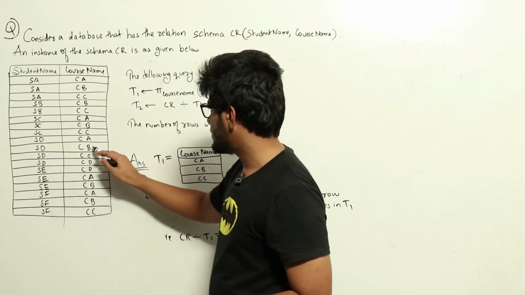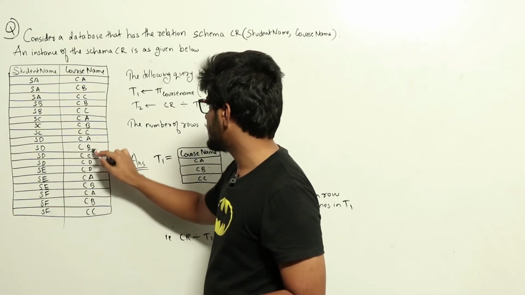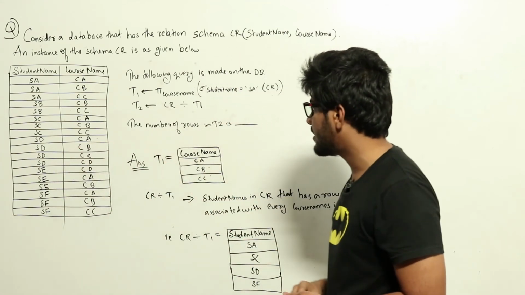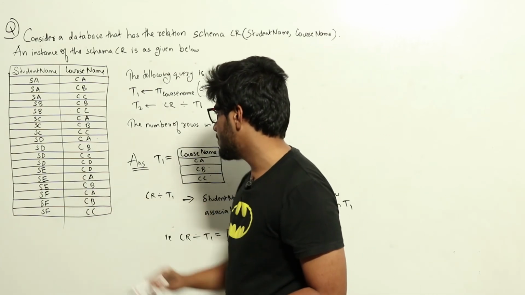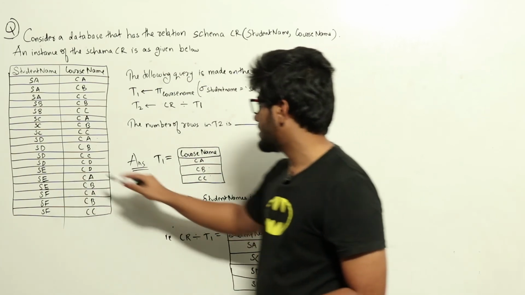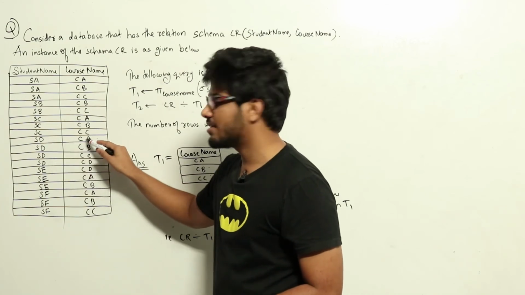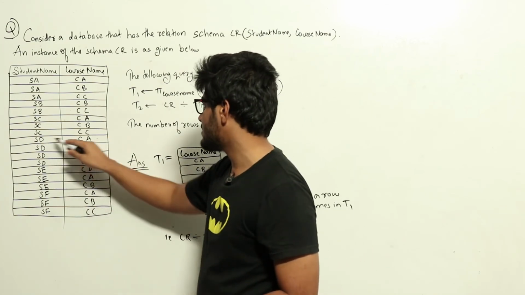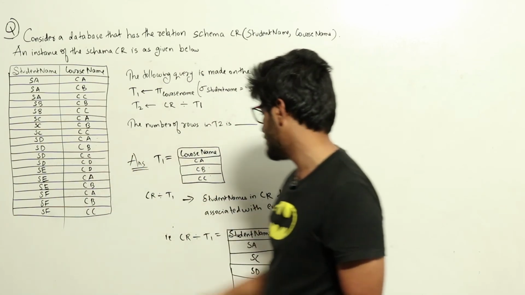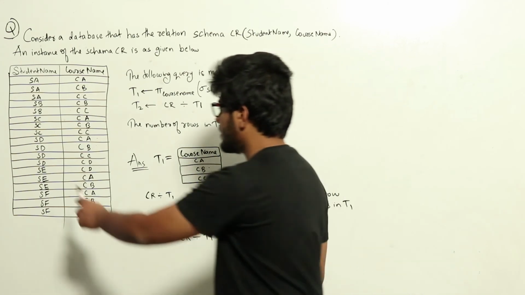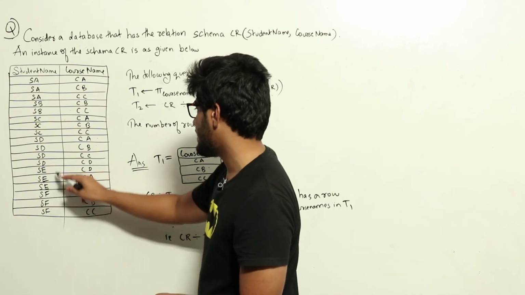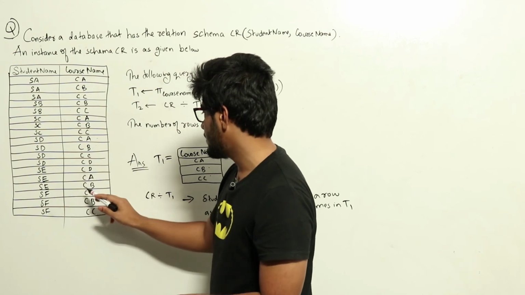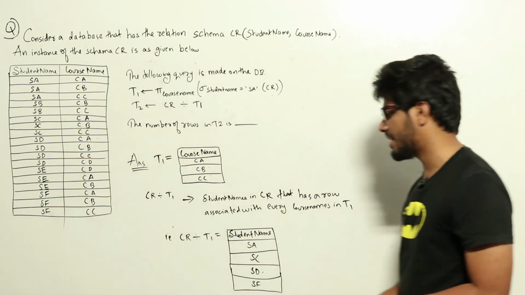SD has a row with CB, CC, CD. It doesn't have a row with CA, so SD we can't take. SE has a row with CA and CB. Oh, actually I made a mistake. SD had a row with CA also, so we can actually take SD, SD, CA, SD, CB, SD, CC. So SD we can take. SE, no, it has only row with CA and CB, it doesn't have a row with CC. SF has row with CA, CB and CC, so SF also we can take.